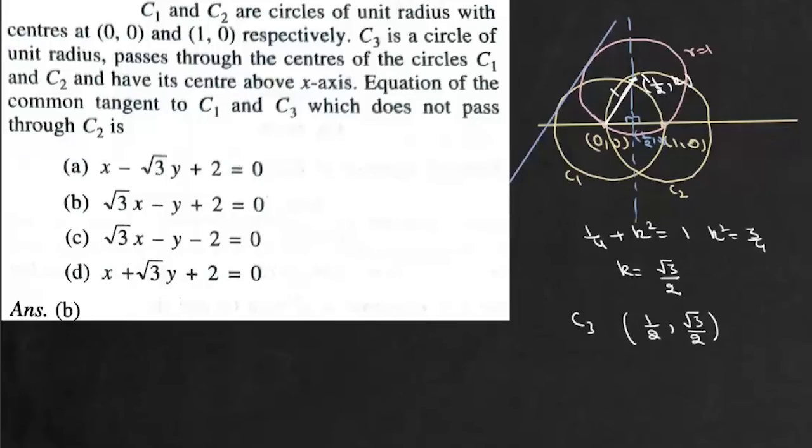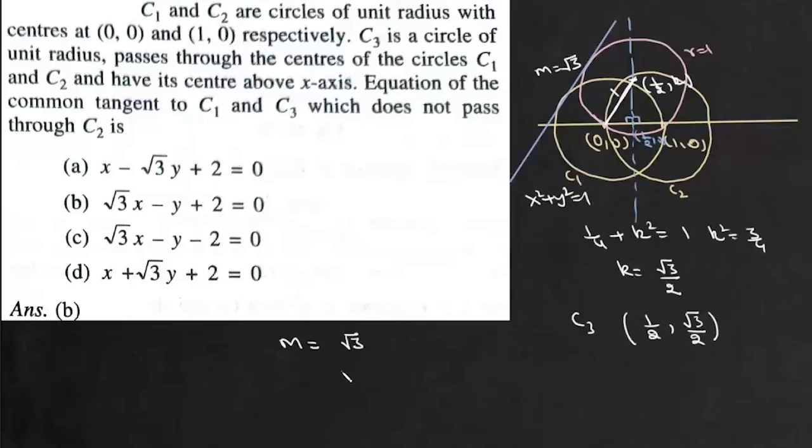joining their centers. So we can find the slope of the line joining their centers, and suppose it is m. So this value will be simply root 3. So that means the slope of this line is also root 3. And once we have the slope of the line, we can find the equation of this tangent for this circle, x square plus y square equals 1, using the slope formula.